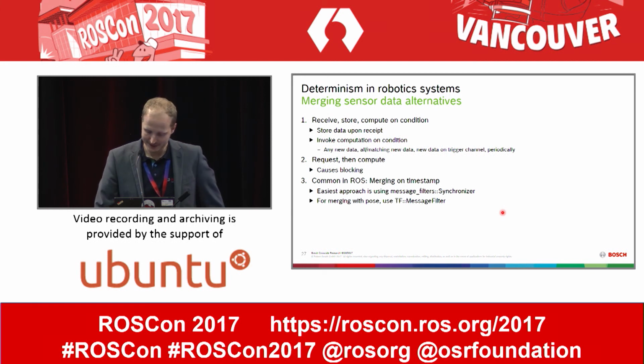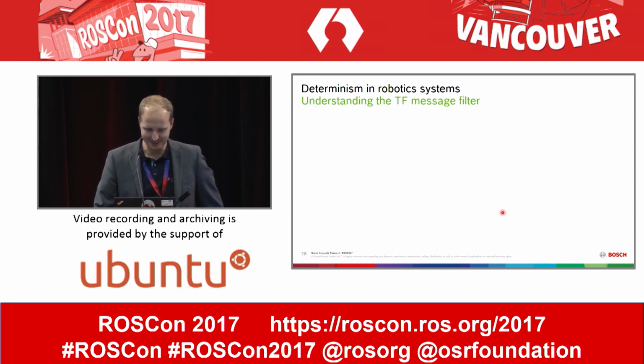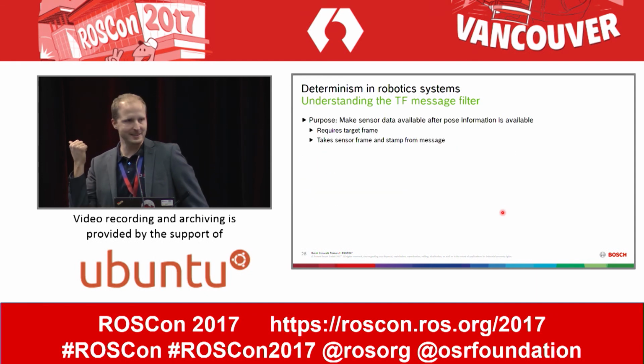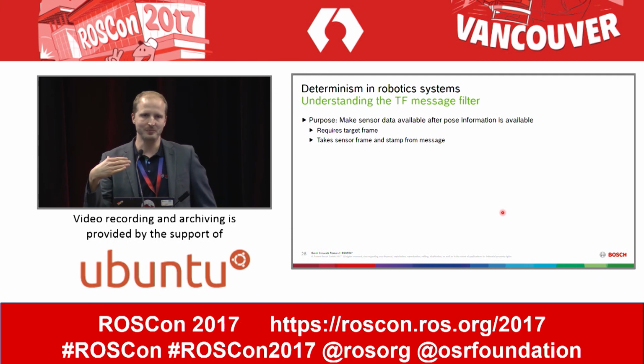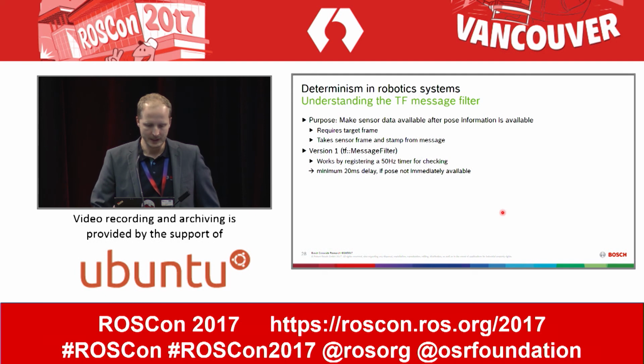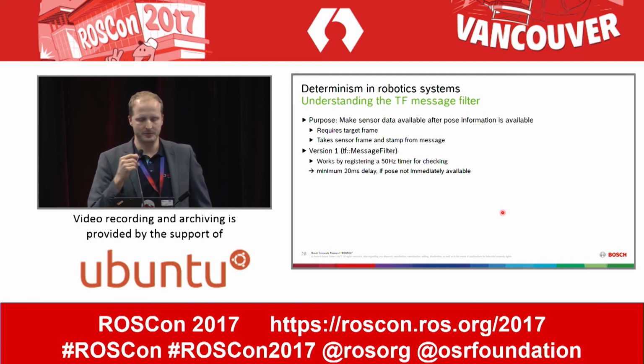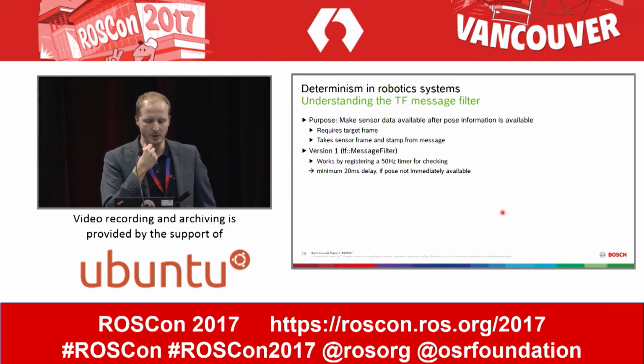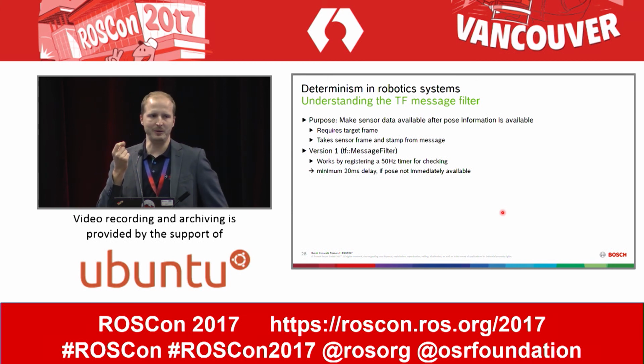And the TF message filter is a tricky beast. Right, so the purpose of that is what I just said. You only start processing the sensor data once you know where the robot is. So you have to give it the target frame that you want to interpret the sensor data in, and then it takes that. The first version of that, the one with TF version 1, which is still available and still works, does a 50 Hertz timer.